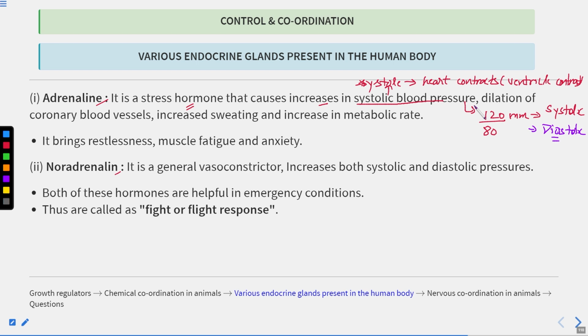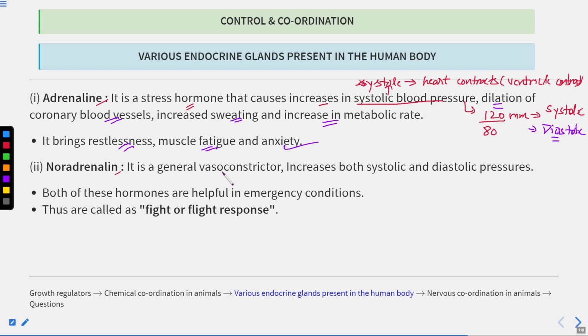Now, adrenaline is a stress hormone that causes an increase in the systolic blood pressure. It causes the dilation of the coronary blood vessels. So the coronary blood vessels will dilate. This will also increase the sweating, and it will increase the metabolic rate. It brings restlessness, muscle fatigue as well as anxiety. Clear? Now the next one is noradrenaline.